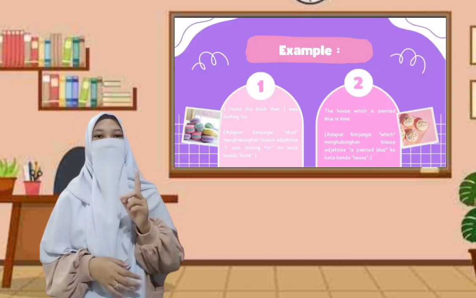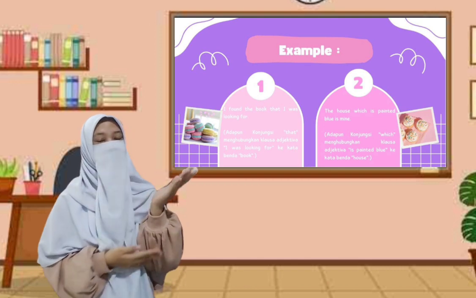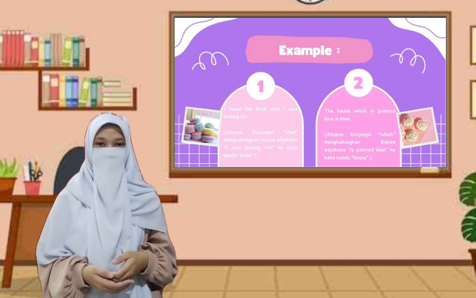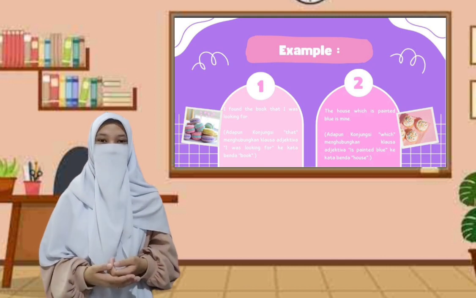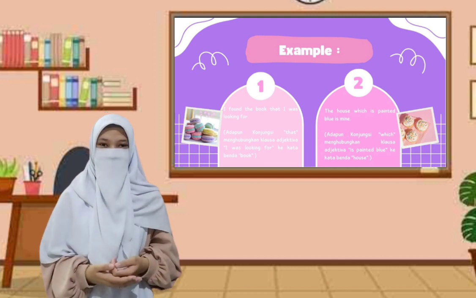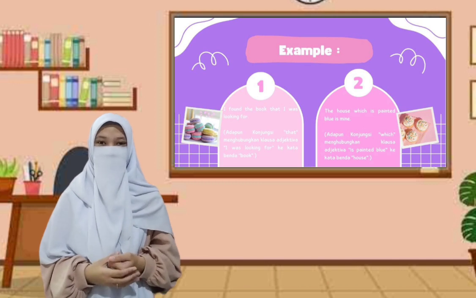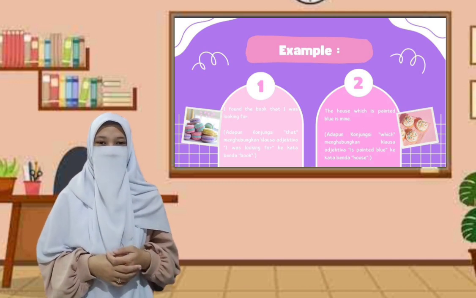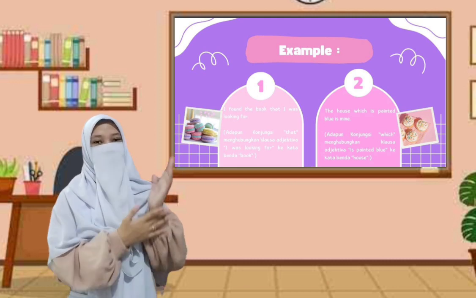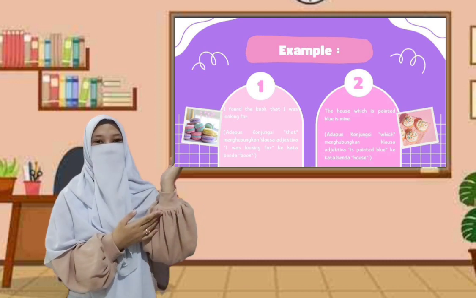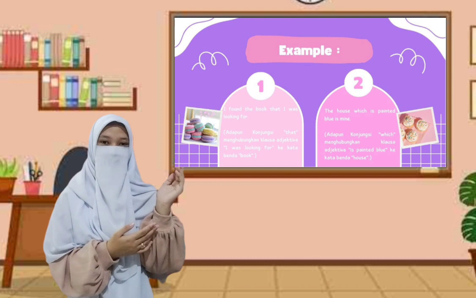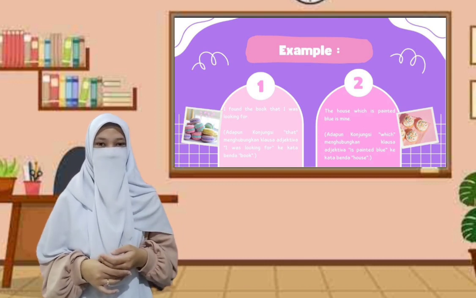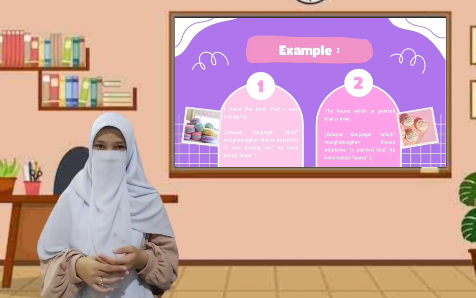Example number 1: I found the book that I was looking for. So, the conjunction that connects the adjective clause I was looking for to the noun book. The adjective clause I was looking for in this sample describes the noun book in the sentence. The subject is I, the verb is found, the conjunction is that, and I was looking for is the object of the preposition, or inherent, as an adjective clause.